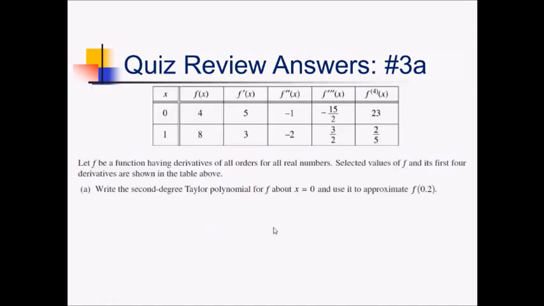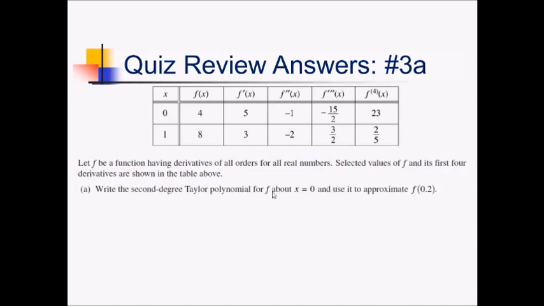For this no calculator free response problem, f is a function having derivatives of all orders for all real numbers. That's code for, hey, we can make a series out of this. And we have values of f and its first 4 derivatives in this table. Not a whole lot of values, just at 0 and 1, but hopefully that'll be useful. So for the first part of the problem, they want the second degree Taylor polynomial about 0, and then they have to use this to approximate f of 0.2.